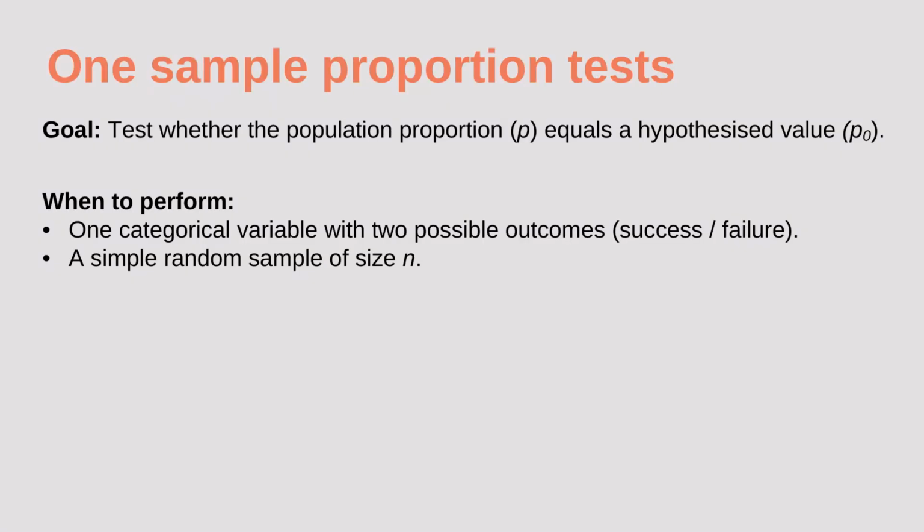The goal of proportion tests is to determine whether the proportion of successes in a population, usually denoted as P, is equal to some hypothesized value, usually denoted as P0. We use this test when we have one categorical variable with exactly two outcomes, like yes or no, or true or false. It is also important that the data comes from a simple random sample, meaning every member of the population had an equal chance of being selected. This helps ensure that the results are statistically valid. Let's look at an example.